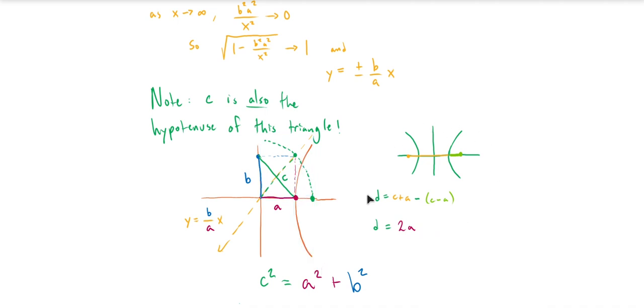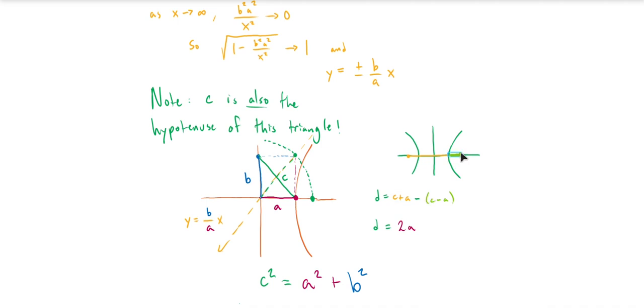Another important fact about the distance involved in the locus definition of the hyperbola is that the difference between these distances to the focus is the length 2a, which we call the length of the transverse axis. We can see why that's the case just by measuring. If I go from this focus to this vertex, that's length c and also a, so c plus a.